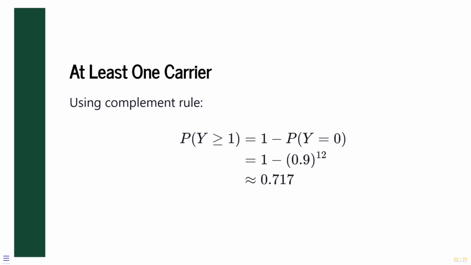Sometimes we are interested in probabilities like at least 1. Using the complement rule makes these easier. Instead of adding many probabilities, we calculate 1 minus the probability of 0 successes. In this case, the probability of at least one carrier is about 0.717, meaning there is a 71.7% chance of finding at least one carrier among 12 plants.